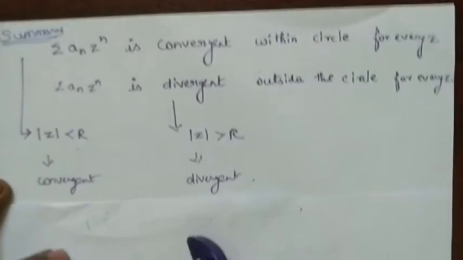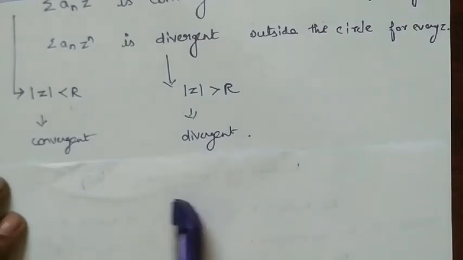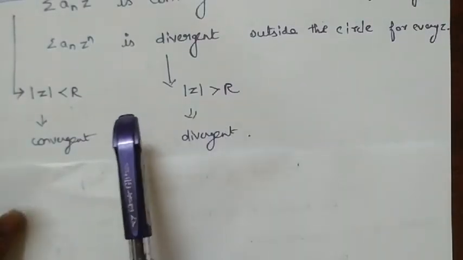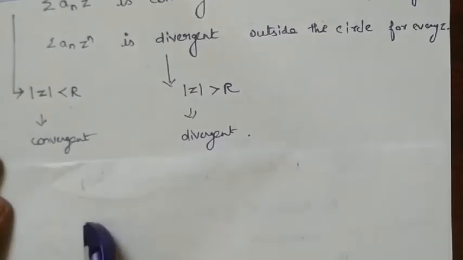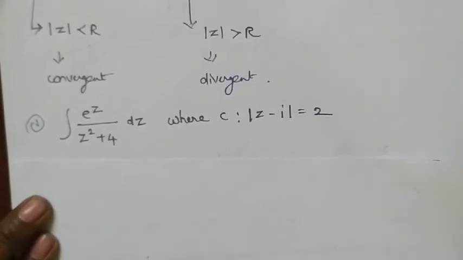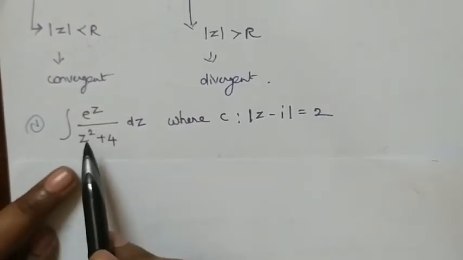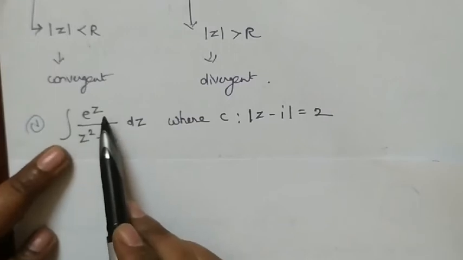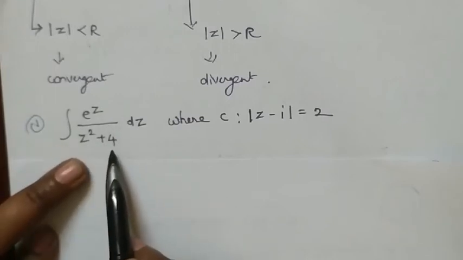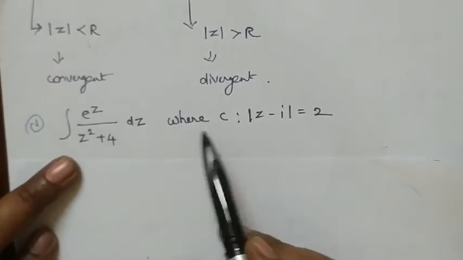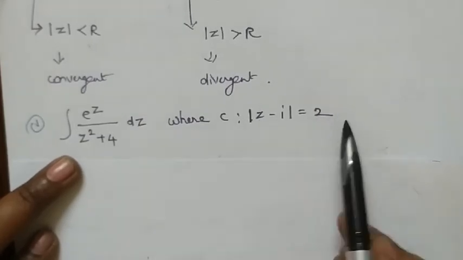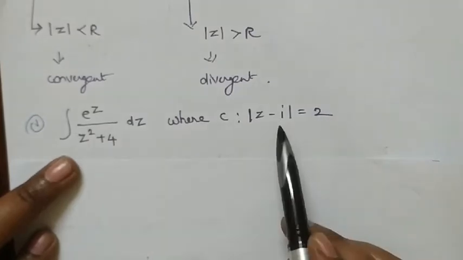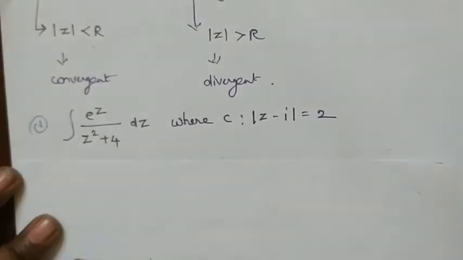We can see one example problem regarding radius of convergence. Then you can easily understand the previous theory part. We can solve one problem. They have given the problem: integral of e power z divided by z square plus 4, dz, where C is modulus of z minus i equal to 2. This is known as the radius and this is known as the center.